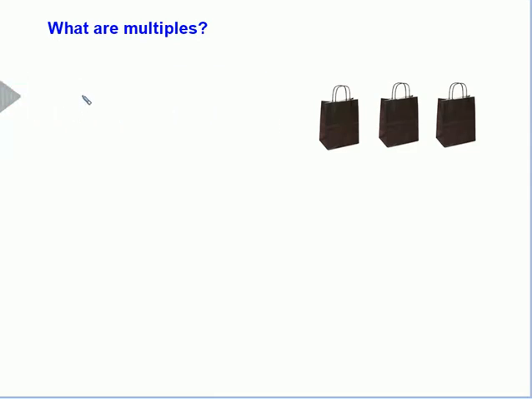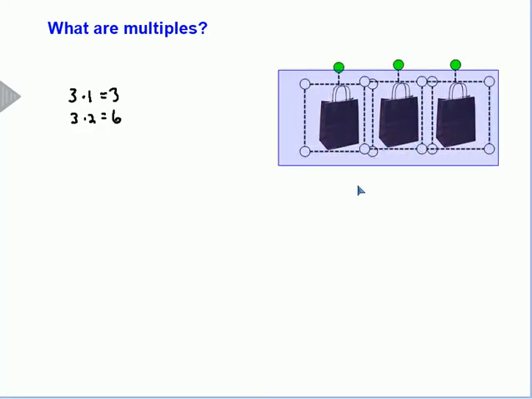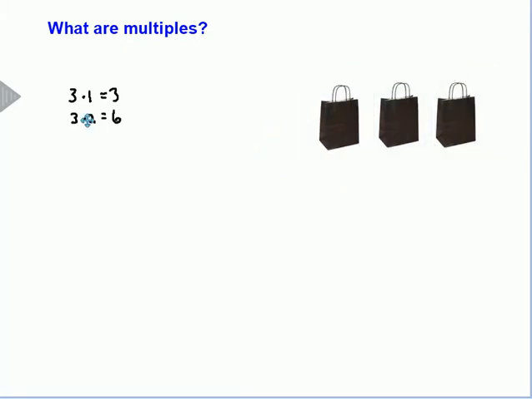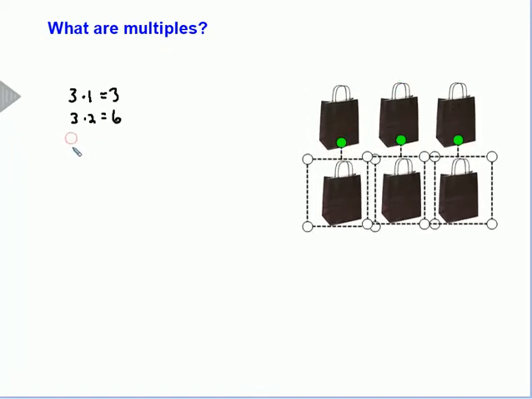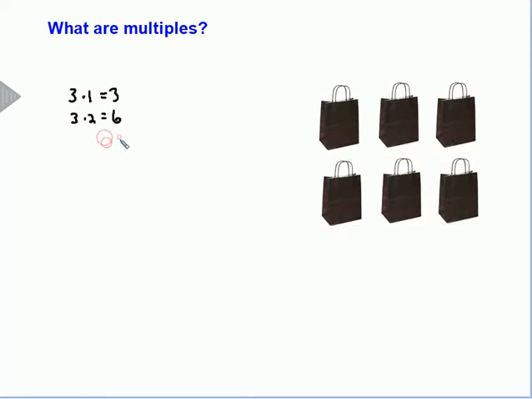And here's what I mean. Let's say we had the number 3. 3 times 1 is 3. 3 times 2 is 6. And what we're doing is we're saying 3 times an integer, times the number 1, is equal to 3. So if we have 3 handbags or gift bags, then we multiply that by 1, we get 3. Now, if we multiply that by 2, what we get is 6. We now have 6 gift bags.